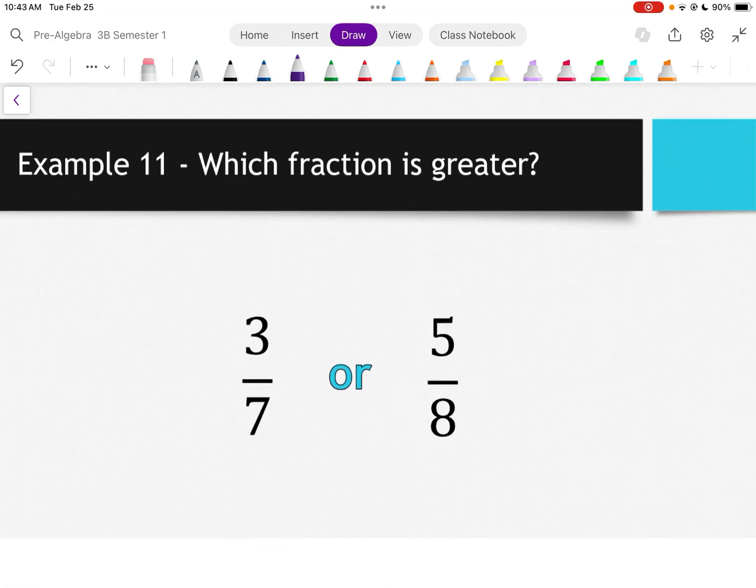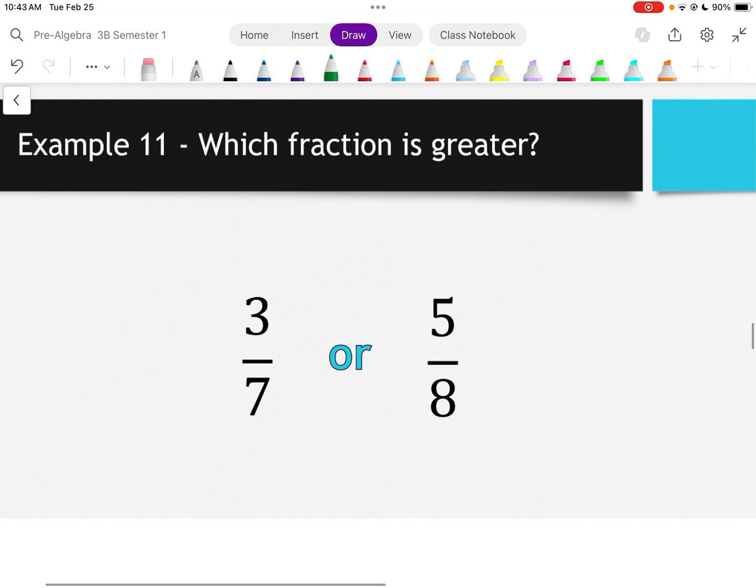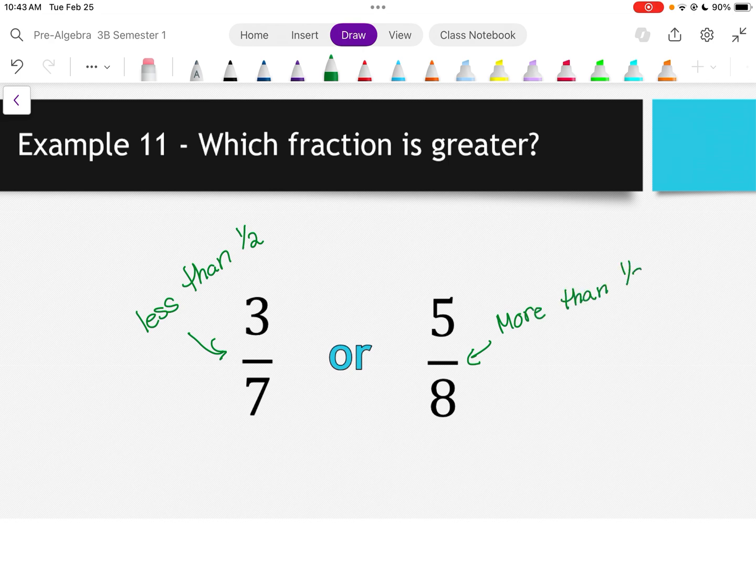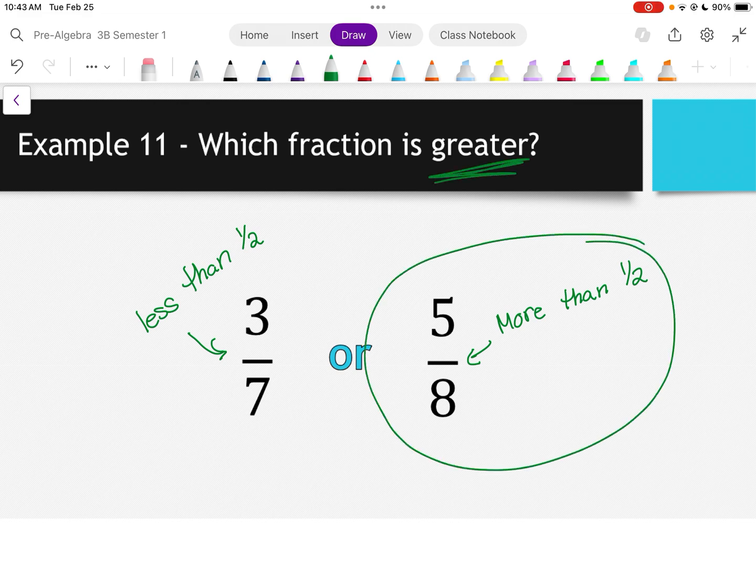All right, our next one. We have 3 over 7 or 5 over 8. Again, I know half of 7 is about 3.5, so I know this is less than half. And 5 over 8, half of 8 is 4, so 4 over 8 would be equal to 1/2. So I know this is more than a half. So because of that, the number that is greater is going to be 5 over 8.